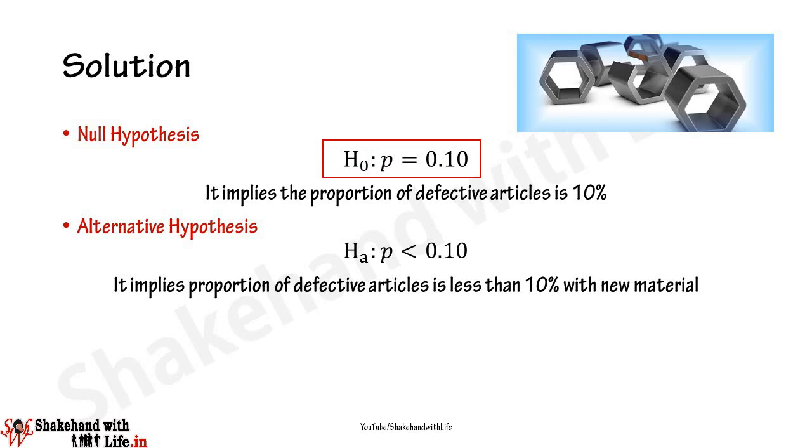Now the supplier claims that if the company uses his raw material, then the proportion of defective articles will be less than 10%. So you can state the alternative hypothesis as HA such that P less than 0.10. It implies proportion of defective articles is less than 10% with new material.